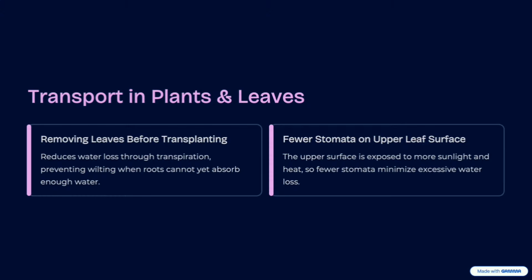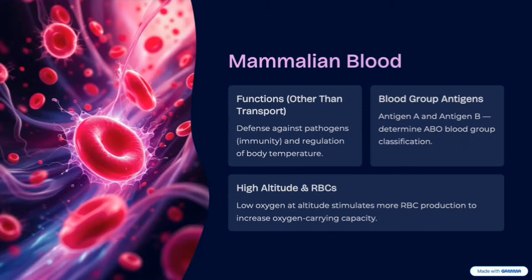Question number 2. Of course, still in transport, but this time around, transport in animals. We are looking at the functions of mammalian blood other than transport. Number 1 is protection, or rather defense against infections or pathogens.